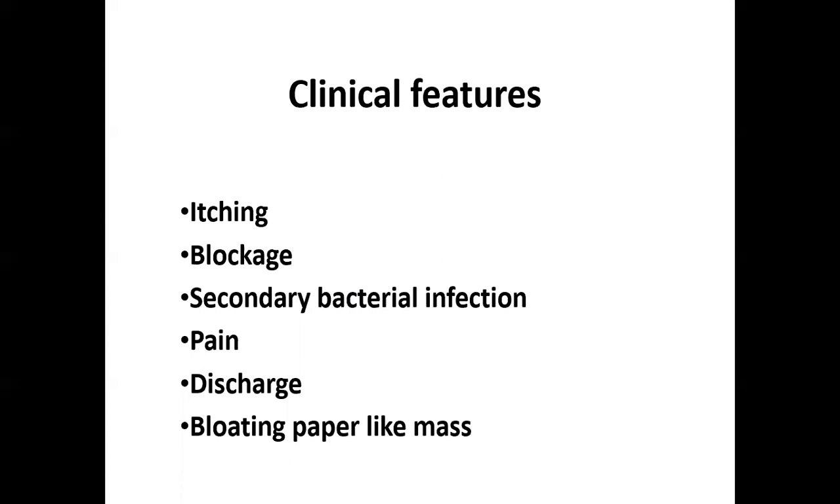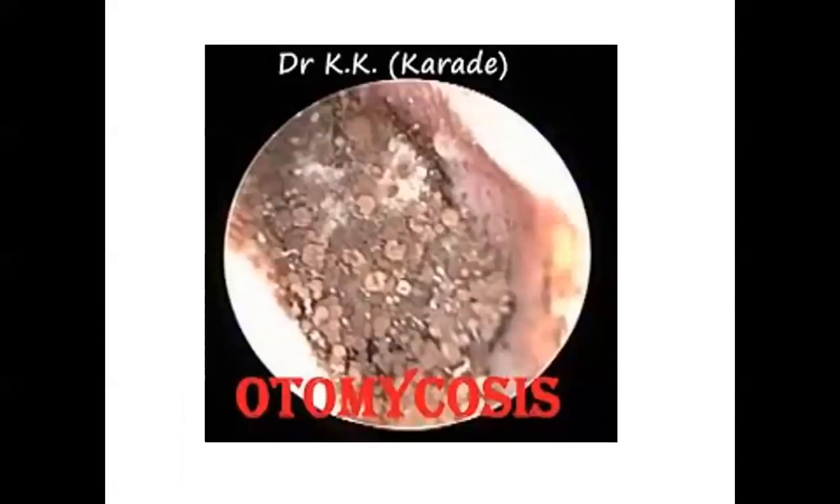And when we see the external canal, there is a blotting paper-like mass present in the external canal. I'll show you. Now, this is just like a blotting paper. You can see the whitish areas, the blackish areas. So there is a mixture of whitish areas and blackish areas in the external canal, and this gives rise to the blotting paper-like mass which is present in the external canal.